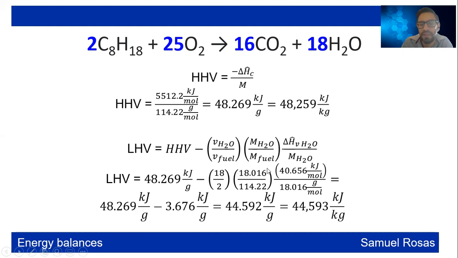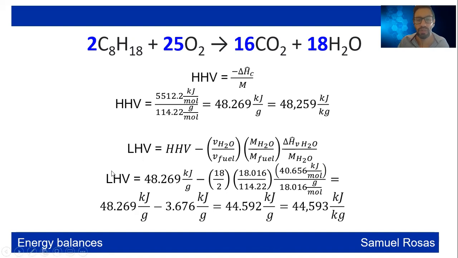This is the delta H of vaporization for water over the molar mass 18, and this value is going to yield 3.676 kilojoules per gram, which when you subtract this minus this yields 44.592 kilojoules per gram, or 44,593 kilojoules per kilogram. So this is the low heating value.